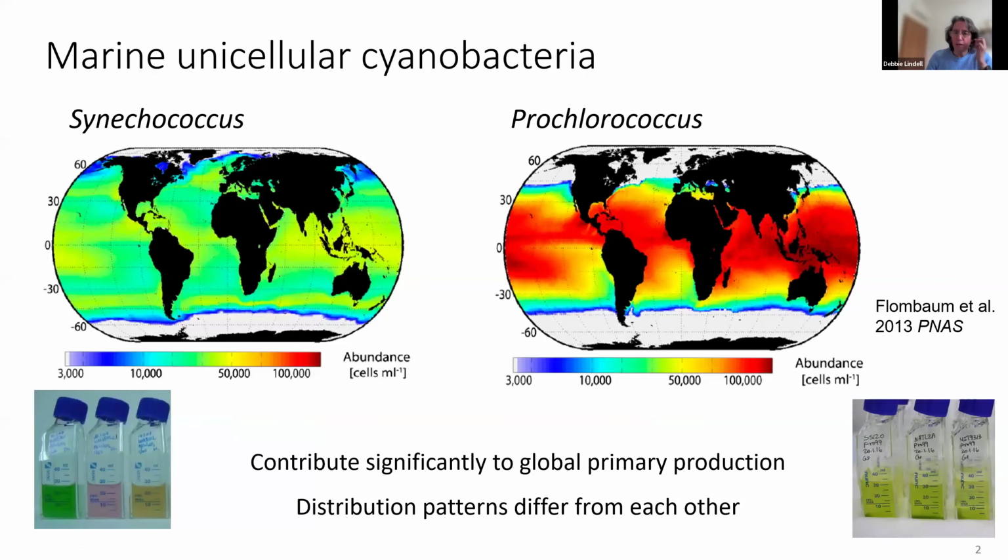And so as Marcie has already introduced to you, there are two major types of picocyanobacteria that we talk about. These are Synechococcus and Prochlorococcus. Together, they contribute significantly to primary production, but they're different organisms. They have different pigment contents, and perhaps most importantly, they have different distribution patterns in the oceans.